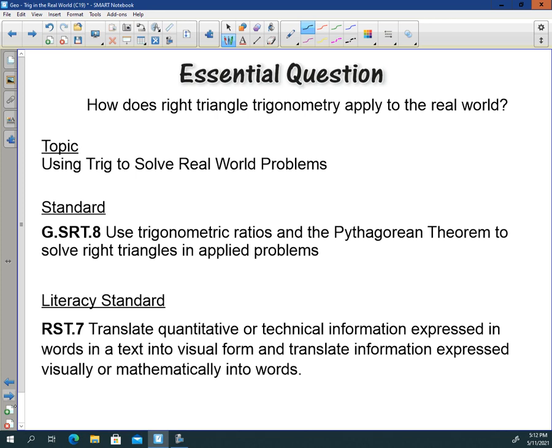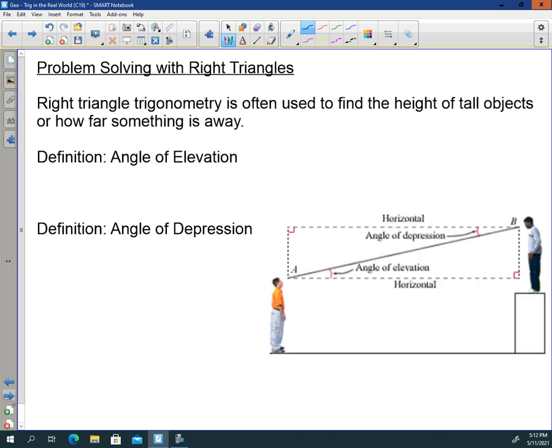So trigonometry is very useful out there, and I don't always take a bunch of time to explain where your math lives in the real world, but trigonometry is kind of way out there. People use it all the time. So I've got a lot of great problems that we're going to do to see how our trig lives out there in the real world. But before we get there, let's talk about angles of elevation and angles of depression, because you're going to see those words in the problems that we're going to solve, so I want you to know what they mean.